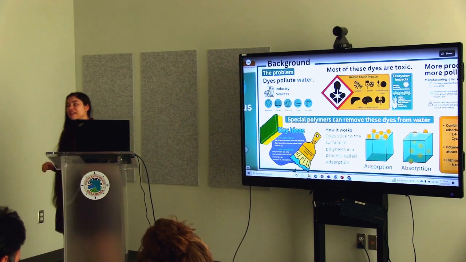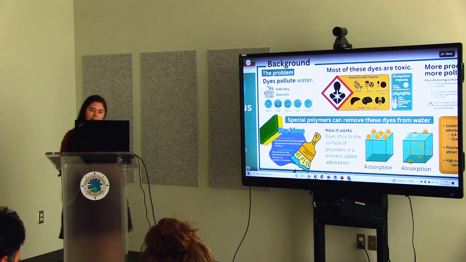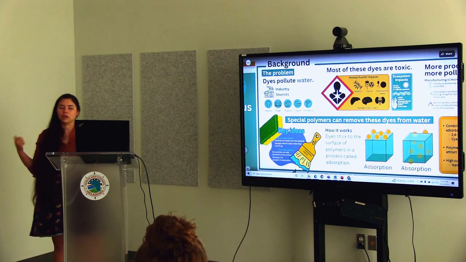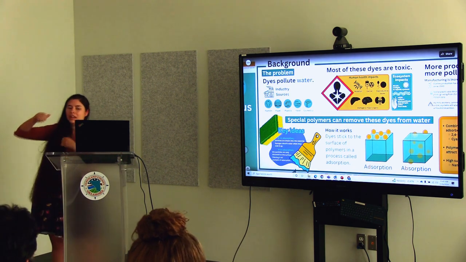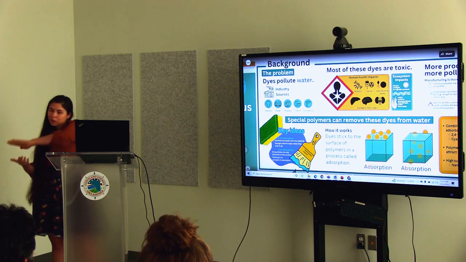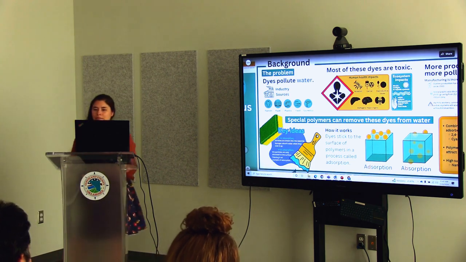In addition to the toxicity, they have ecosystem impacts. Dye is not clear, so in an aquatic ecosystem, that's going to block sunlight, which is going to reduce photosynthesis. When you take out those primary producers, that's going to affect everyone.